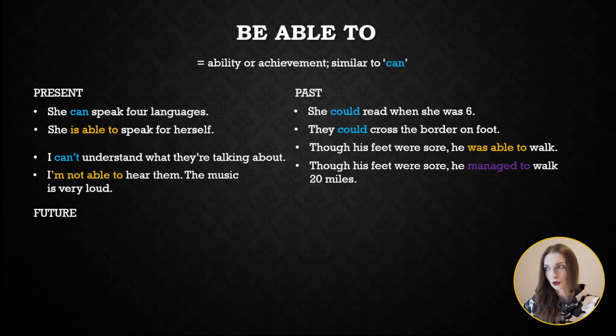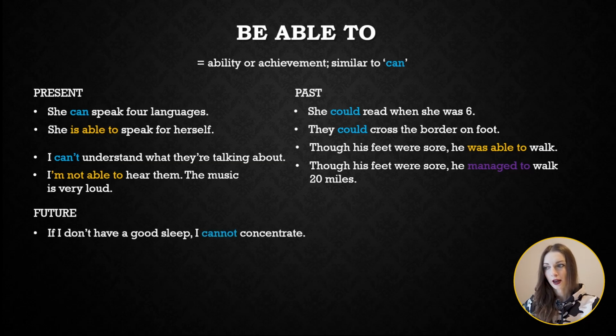can cannot be used to express physical ability. So we can only use it where the present form is needed. If I don't have a good sleep, I cannot concentrate. This is a so-called zero conditional, a situation which is always true.